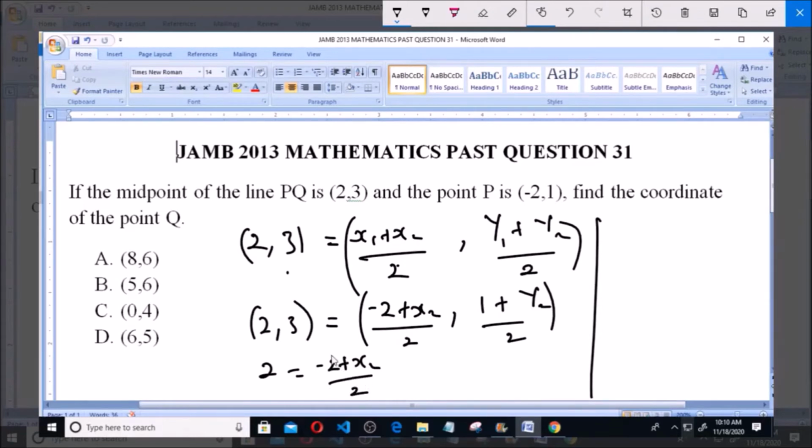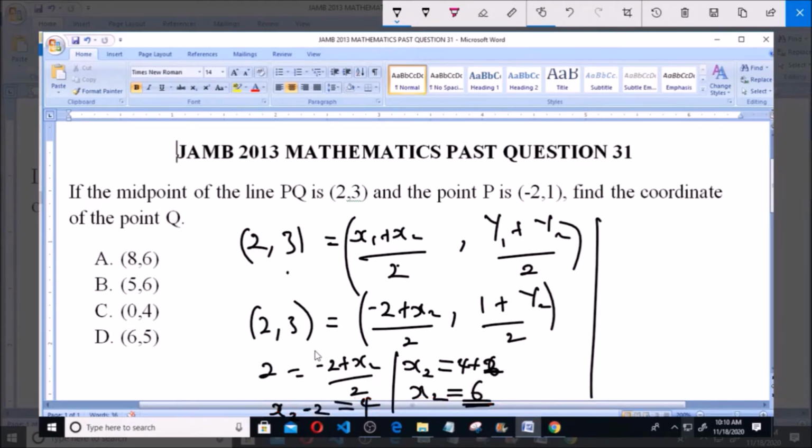2 is equal to (-2 plus x2) over 2. Now this will give us x2 minus 2 is equal to 2 times 2, which is 4. So x2 is equal to 4 plus 2, which is 6. So x2 equals 6, so the x coordinate of point Q is 6.